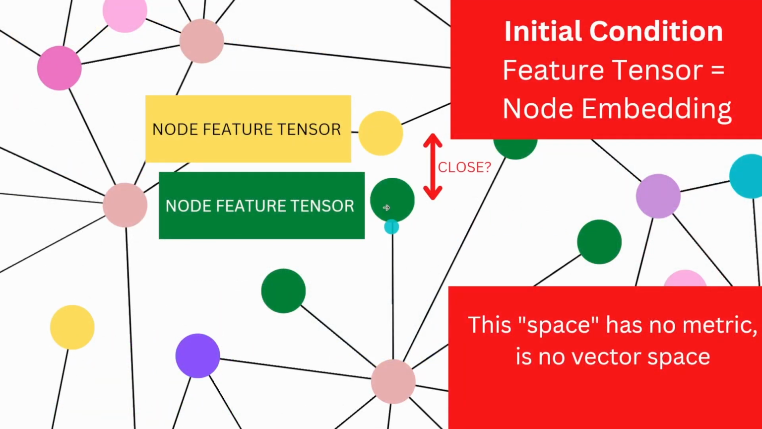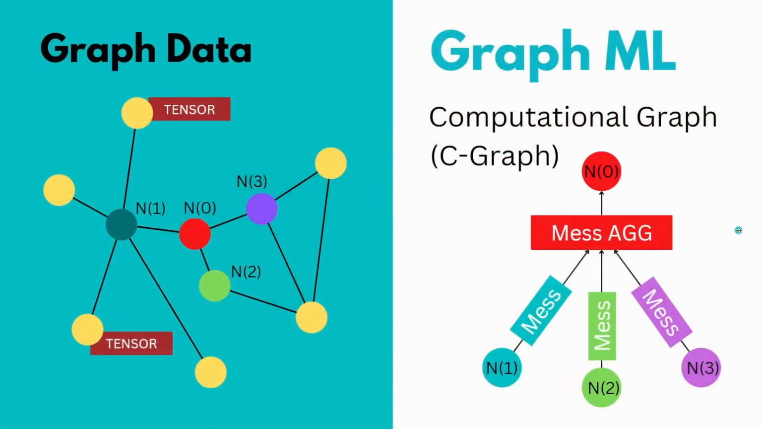So we know that this space here has no metric at all. It is not a vector space. And we have to construct now, with node representation learning in GraphML, our space. You remember in the last video where we were talking about node embedding, and I showed you the calculation in PyTorch Geometric, we were talking about the transfer of our pure data into a computational graph, where we can apply GraphML algorithms.